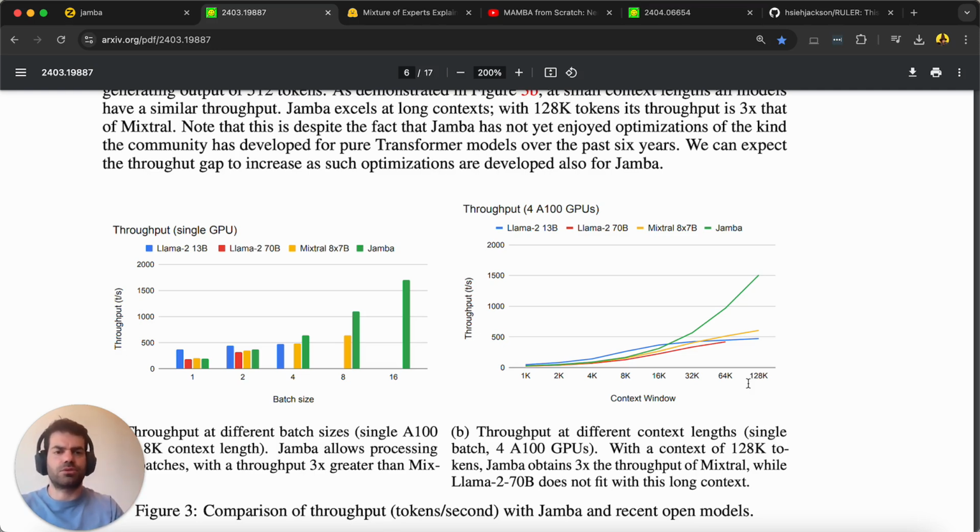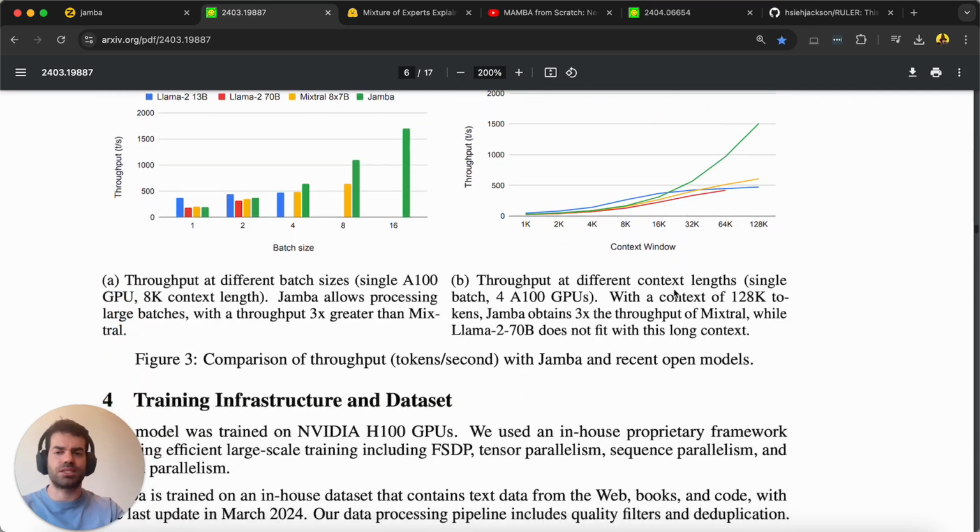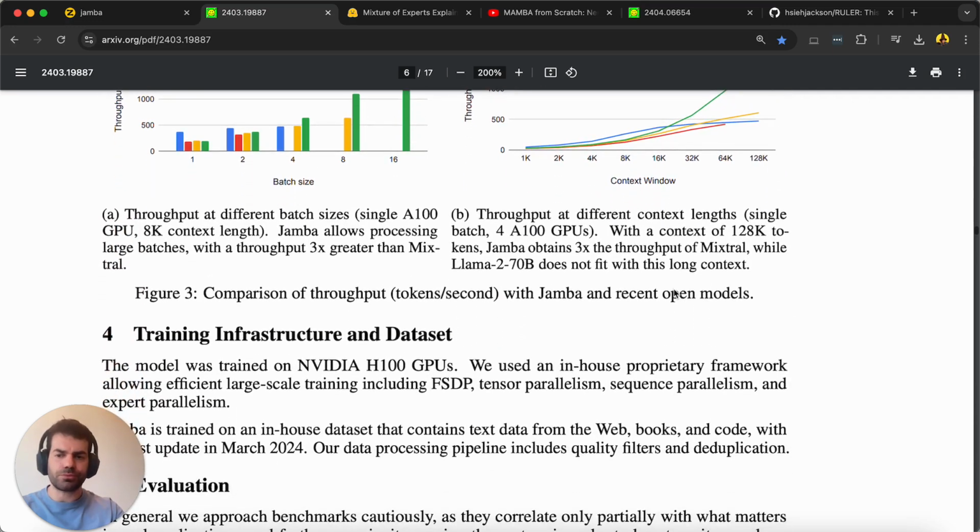You're seeing that for this measurement, we're really getting a lot better throughput than all the other models, which are all pure transformer. Even Mixtral, with its experts, still has all the layers as transformer. And this throughput is something that comes from combining Mamba with transformer. This is what we're getting here.